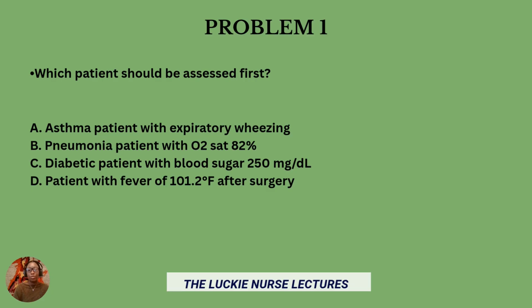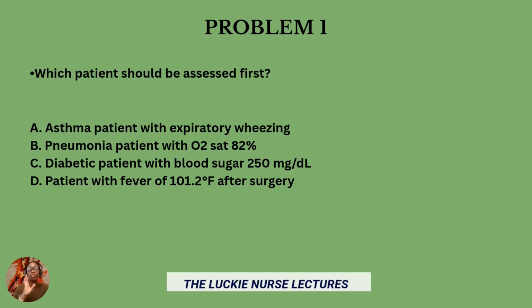So to answer this question, there's one way you can look at it. The way that we just did, we went option by option, trying to figure out which one was more immediate, which one was more critical. Another way that you can look at these problems is to go through the prioritization of nursing like we did a few slides back. And so that is the way to really think critically in order to answer these questions.